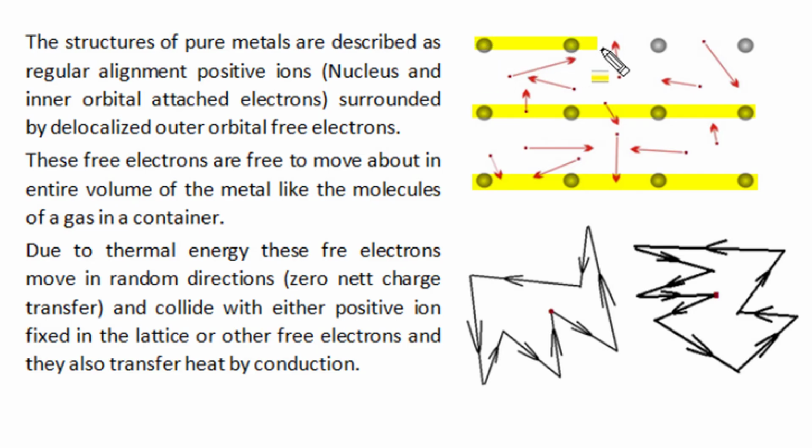The structure of any pure metal is described as a systematic regular alignment of positive ions. This positive ion is basically a combination of the nucleus of the metal atom and inner orbital electrons attached to that nucleus, and these positive ions are surrounded by delocalized outer orbital free electrons as illustrated here. Now these outer orbital free electrons of metal are free to move within the entire volume of metal like a gas molecule in a chamber. So we say electrons behave like a gas in a metal specimen.